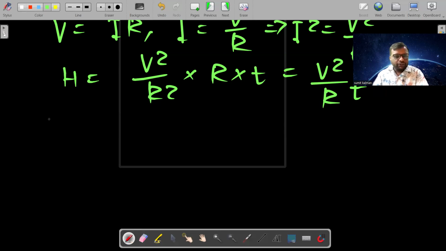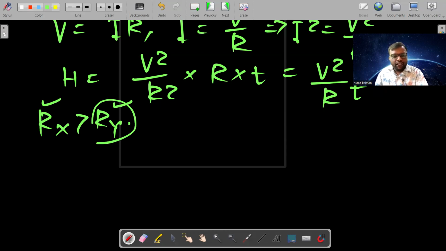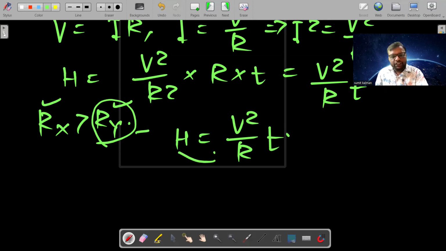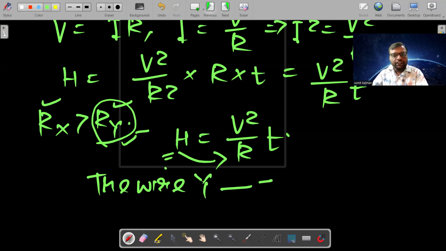So now students, if you see which has higher resistance, Rx has higher resistance as compared to Y. The resistance of wire X is greater as compared to the resistance of wire Y. So the wire which has low resistance, the heat energy will be more, because H is V square upon R into T. Your heat is inversely proportional to resistance. So the one which has low resistance, that wire will have more heat. So students, here the wire Y will produce more heat.